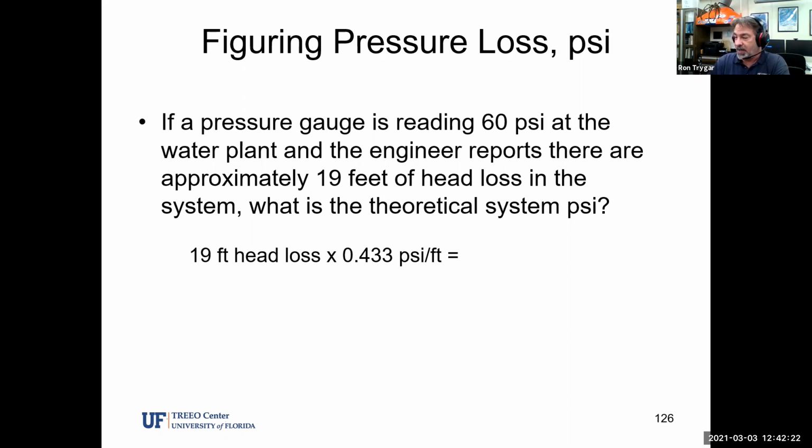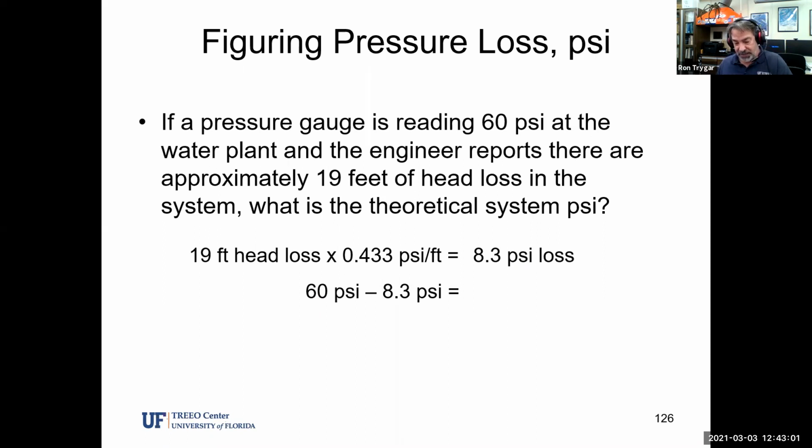So 19 feet of head loss, and in this case I'm using the 0.433 PSI per foot, is 19 times 0.433. I get 8.227, and I'm going to guess that we probably just put 8.3 in this one, and we did. We just used 8.3 for this example. So let me erase that. So we have 8.3 PSI difference or PSI loss. And now the 60 PSI, which is what we have at the plant, we're going to subtract out the 8.3 differential.